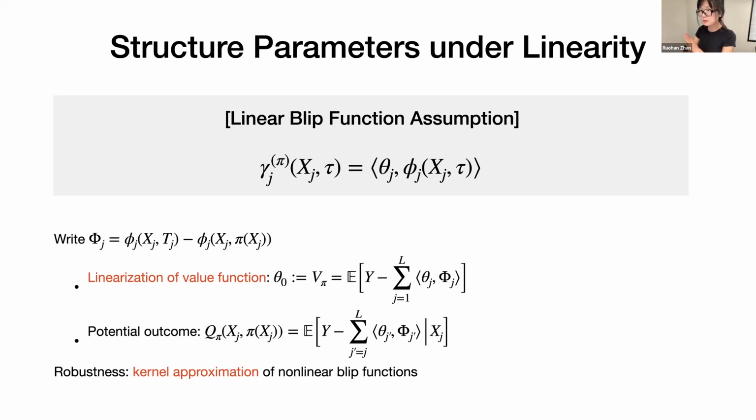So you may think this is restrictive, and I agree, but even if the blip function is nonlinear, we can use some kernel approximation and kernel regression to try to approximate it. Later on, we will show in our simulation that even if the model is misspecified, even if the blip function is not linear, we can use some polynomial approximation to help us reduce the estimation error as compared to some baseline method.